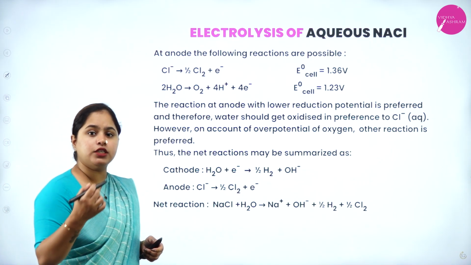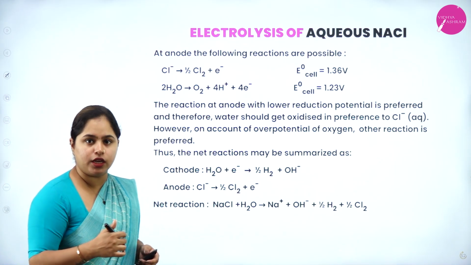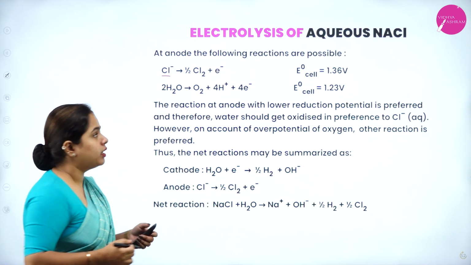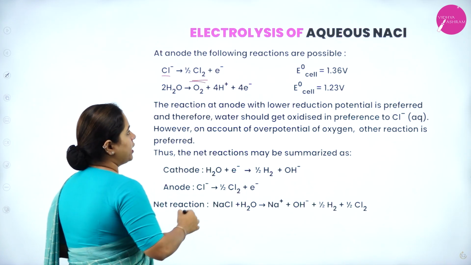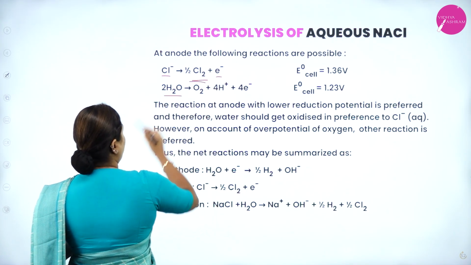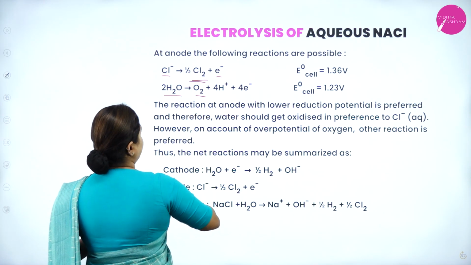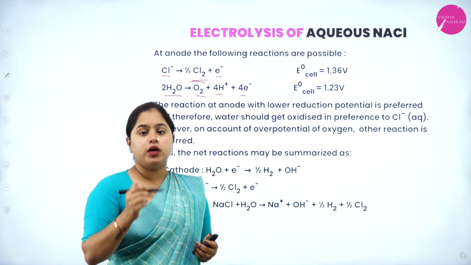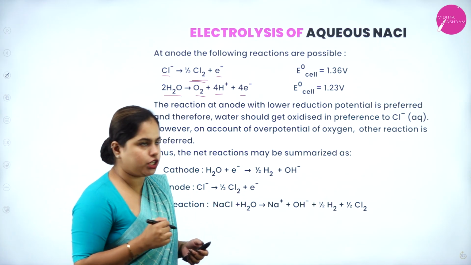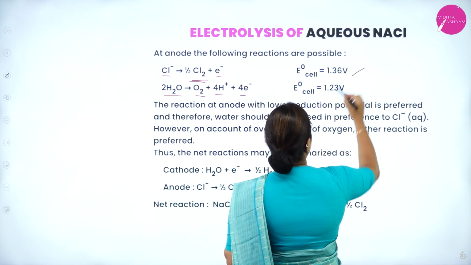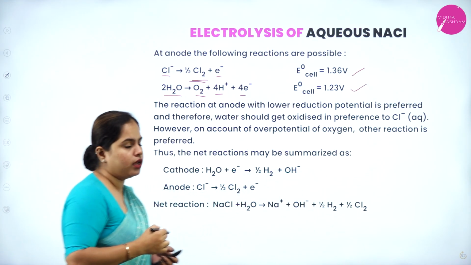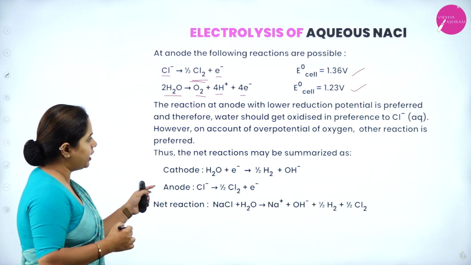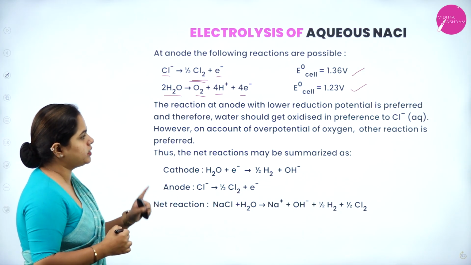At the anode, again two reactions are possible because we have two anions there, right? So chloride ion, that is Cl minus, can oxidize to chlorine gas by the removal of an electron, as well as water can get oxidized to oxygen gas, giving 4H plus and 4 electrons, by the removal of 4 electrons, right? Now again we are going to check the electrode potential of these two. We have plus 1.36 volt and plus 1.23 volt.